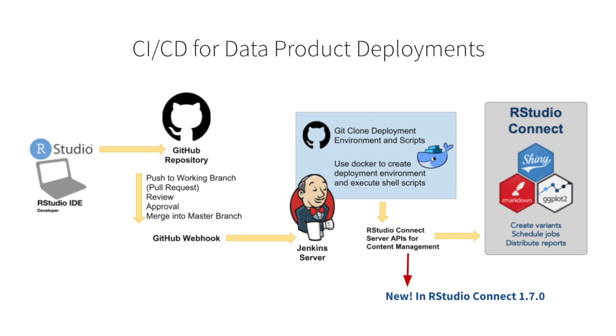This deployment pipeline leverages new RStudio Connect server APIs for content management that have just become available in RStudio Connect 1.7.0. This is the deployment pipeline that I've built using GitHub and Jenkins to move from the RStudio IDE all the way to RStudio Connect.